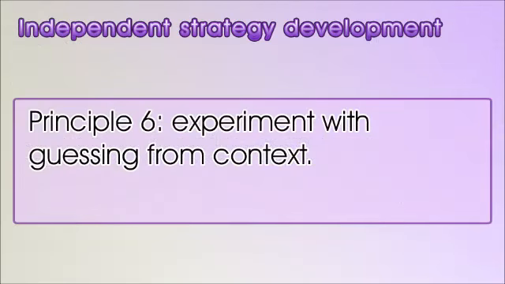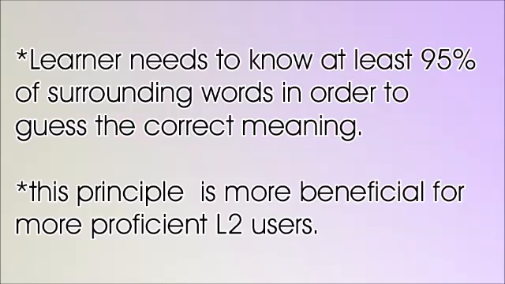Principle 6. Experiment with guessing from the context. Guessing from the context is a complex and difficult strategy. Learners need to know at least 95% of surrounding words in order to guess the correct meaning. That is why this principle is more beneficial for more proficient L2 users.